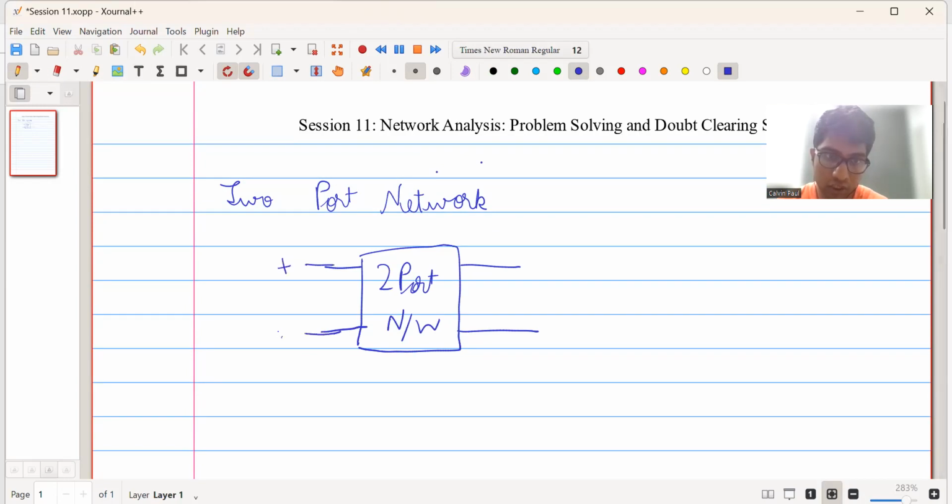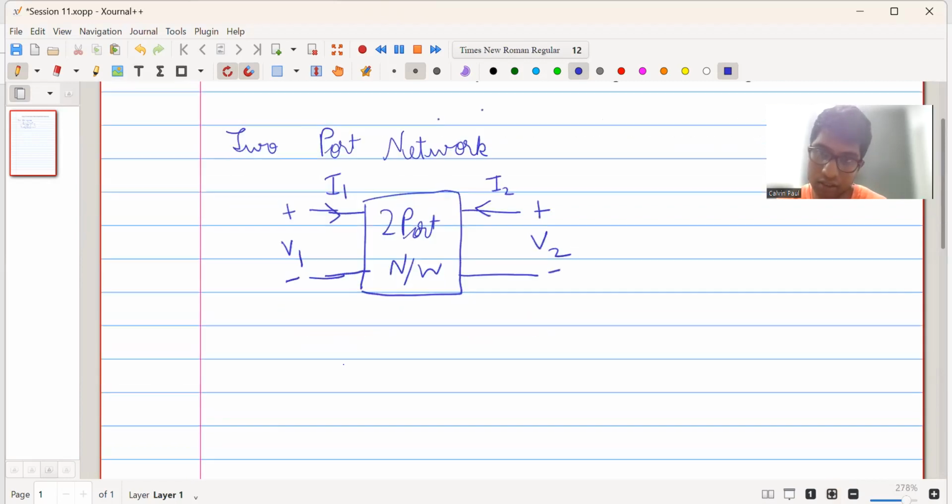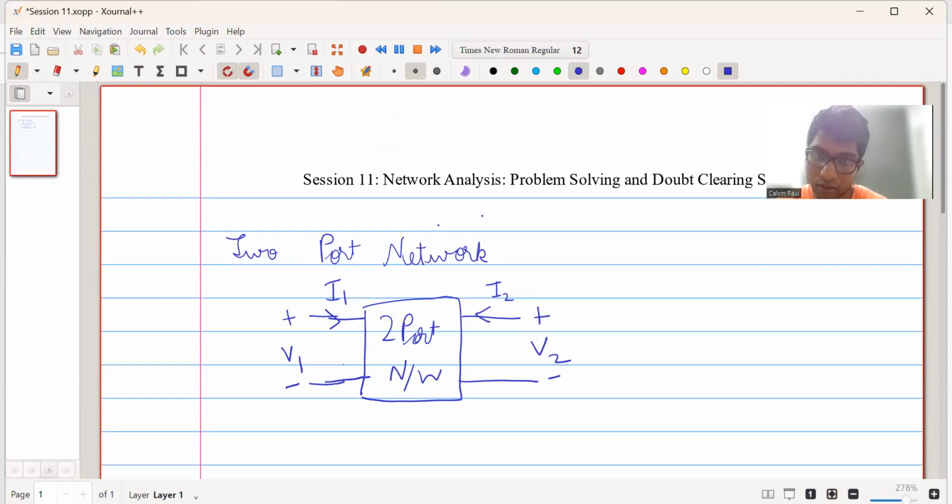This is the voltage plus minus V1 at the input terminal of the network, and the current I1 is flowing into the network. Similarly, at the output port, current I2 will also flow into the network, and the polarity of the voltage is given like this. There are various parameters which we can use. This is like a sort of recap.